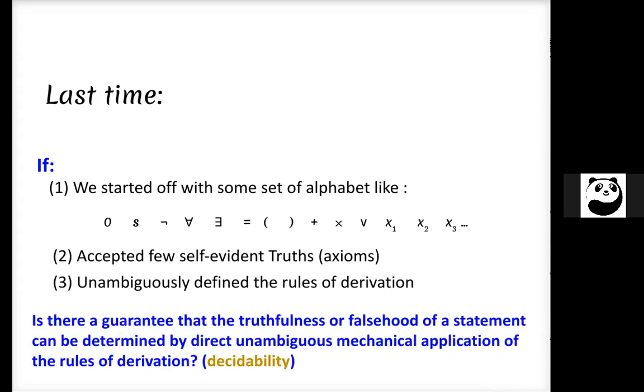And the third question is: is there a guarantee that every true or false statement can be determined directly by unambiguous mechanical applications of the rules of derivation? So we call this decidability. The first two properties, completeness and consistency, relate to the language that we are using, this alphabet to express our truths, our statements, etc. While decidability relates to those mechanical instructions, or what we call machines, or proofs, or algorithms. All of these are the same thing.